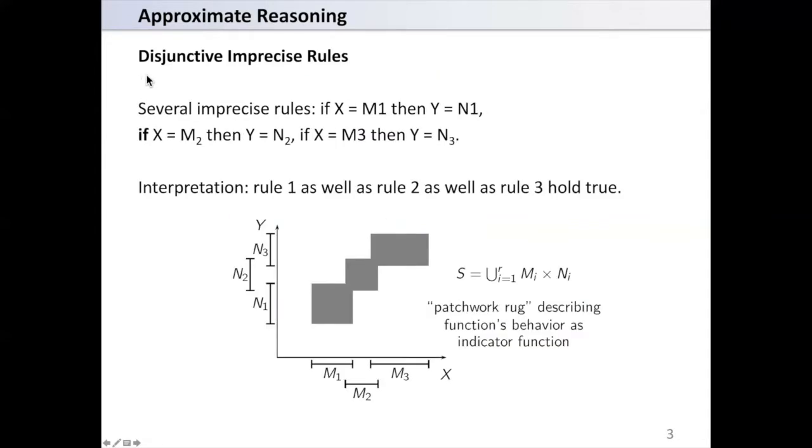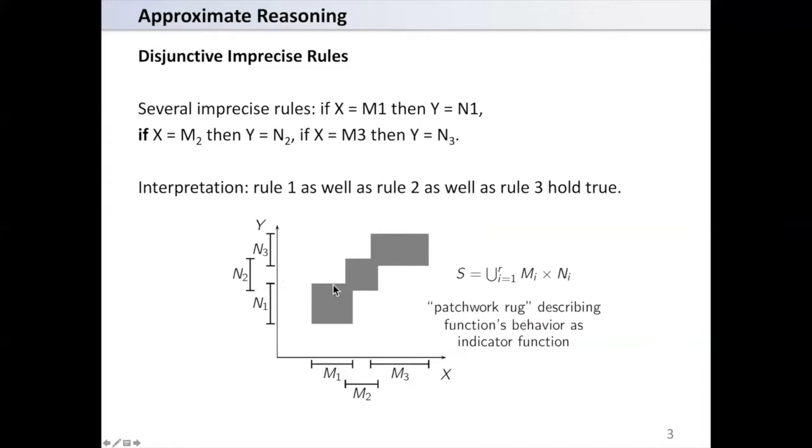If we have more than one disjunctive imprecise rule, then we have several rules: if x is m1, then y is n1. If x is m2, then y is n2. If x is m3, then y is n3, etc. Suppose that we have these three rules. The interpretation is like that. Rule 1 as well as rule 2 as well as rule 3 hold true.